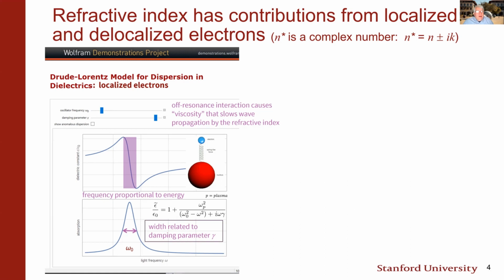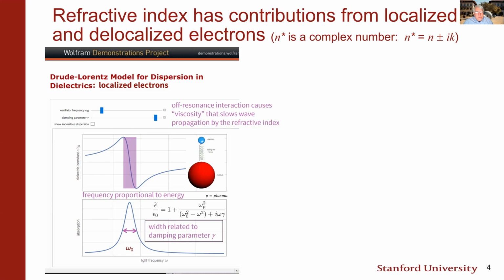For localized electrons, the appropriate model is the Drude-Lorentz model. This was again developed back in the 1800s. And you can think of it as an off-resonance interaction with a transition. And here, this is an example from Wolfram where you can play with the oscillator frequency and the damping parameter gamma, and the dielectric constant, which is the square of the refractive index, increases as you get close to the maximum absorption.